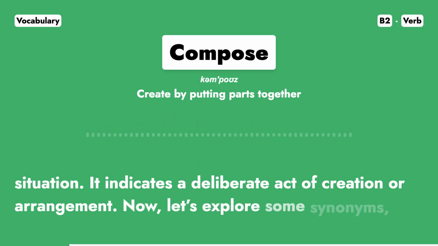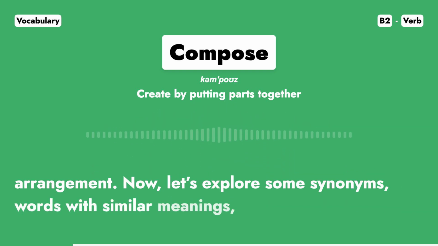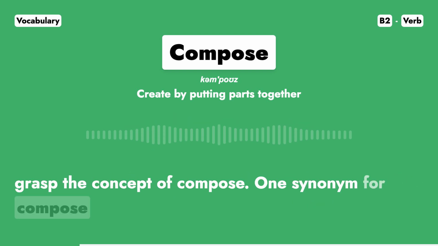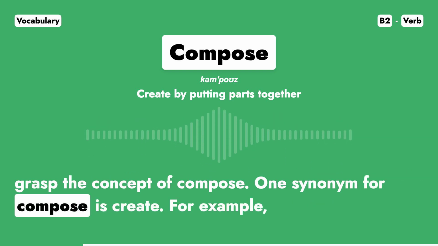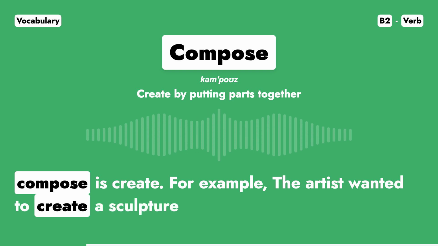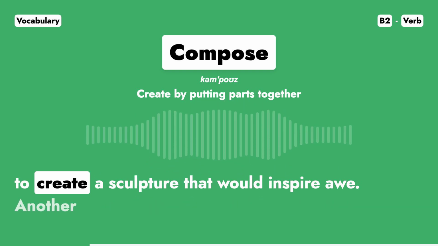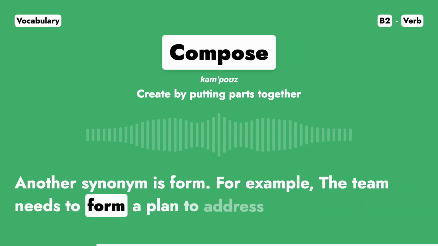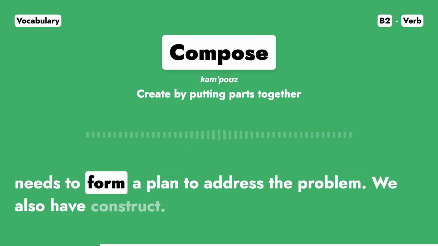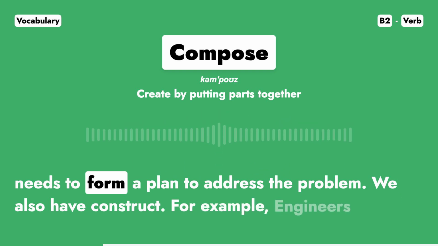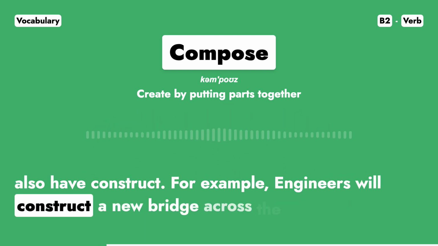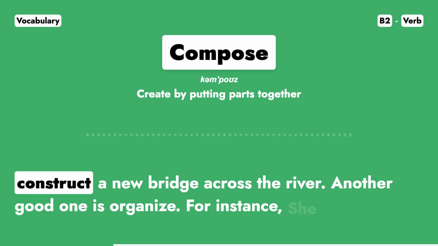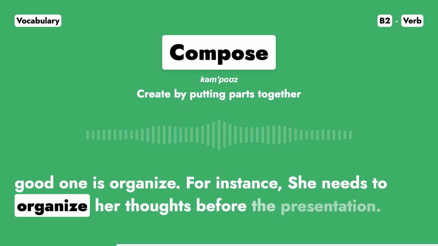Now, let's explore some synonyms, words with similar meanings, that will help you better grasp the concept of compose. One synonym for compose is create. For example, the artist wanted to create a sculpture that would inspire awe. Another synonym is form. For example, the team needs to form a plan to address the problem. We also have construct. For example, engineers will construct a new bridge across the river. Another good one is organize. For instance, she needs to organize her thoughts before the presentation.